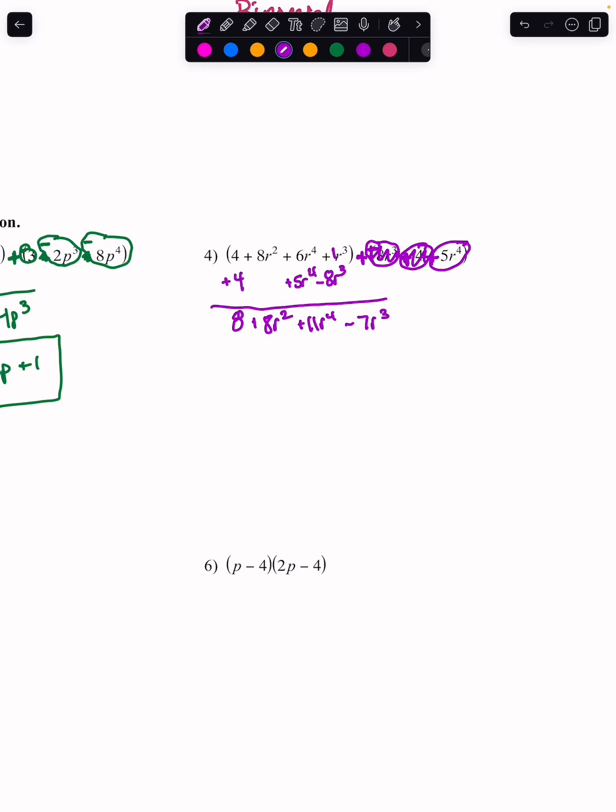And then we have to put these in the correct order. So this is going to become 11r to the 4th minus 7r cubed plus 8r squared plus 8. Okay? There is that. All right, so we're gonna move right along.